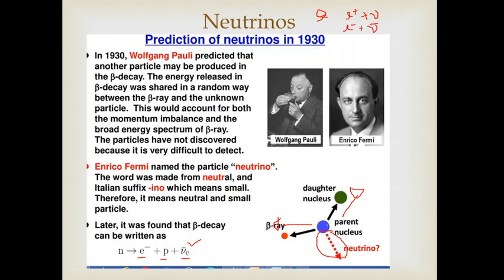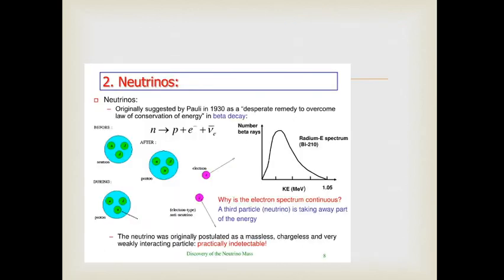So theoreticians were very happy. Okay, fine, so we don't have to discard anything. We have got a solution for conservation of energy, conservation of linear momentum, conservation of angular momentum. So this is the whole thing here. You can see the same shown in different graphics, right? And why is the electron spectrum continuous? The third particle, the neutrino, is taking away part of the energy.